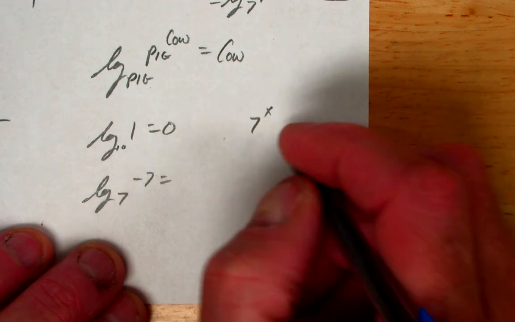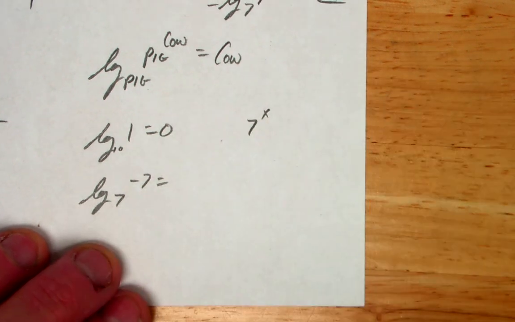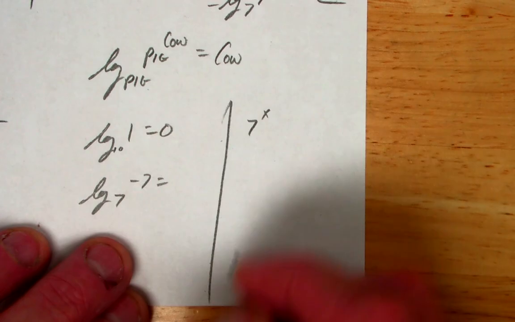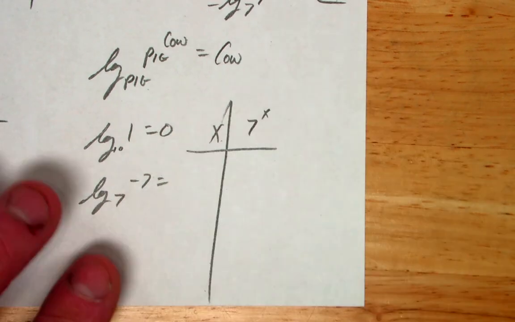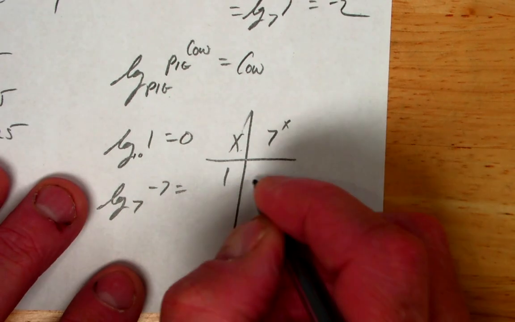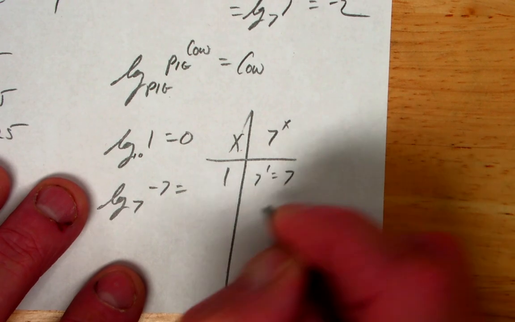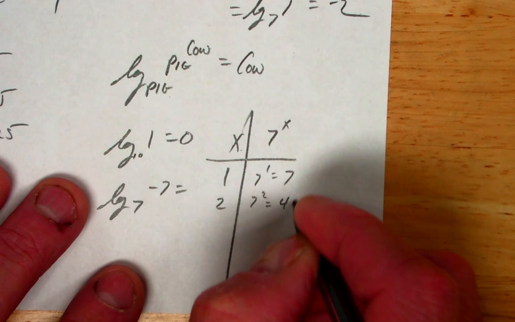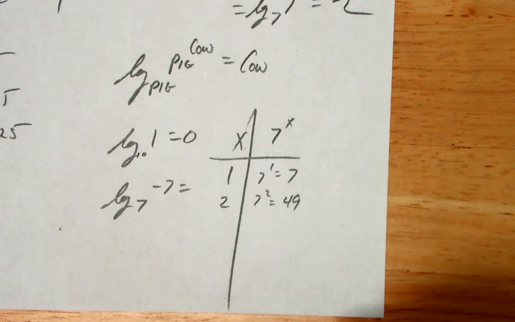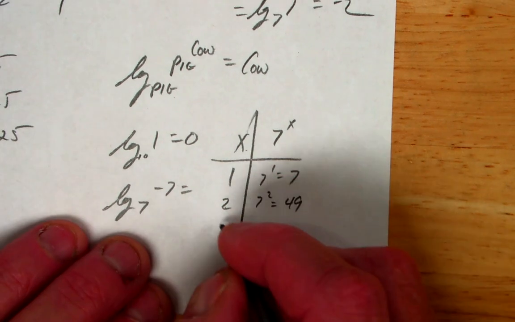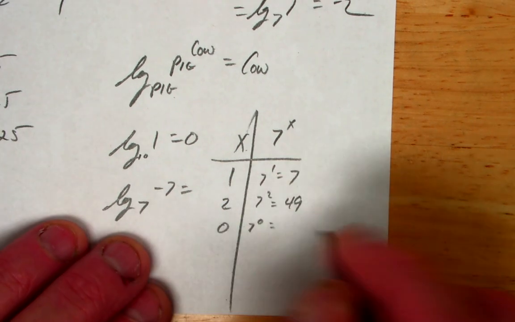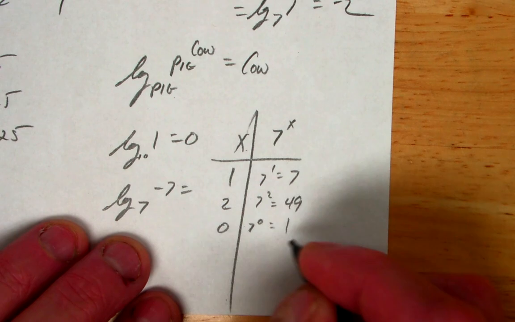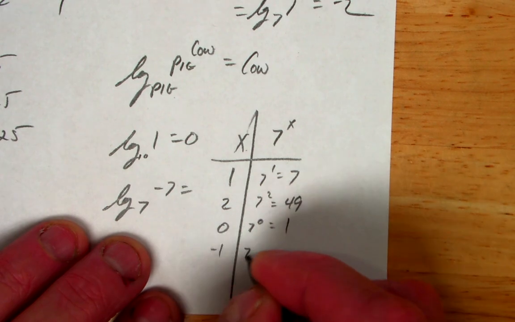7 raised to what power? I'm going to pick different values of x. 7 raised to the first power equals 7. To the second power, 7 to the second is 49. Am I going the right direction if I'm looking for negative 7 as a result? I'm not going the right way. So let's go the other direction. 7 to 0 is 1. 7 to the negative 1.